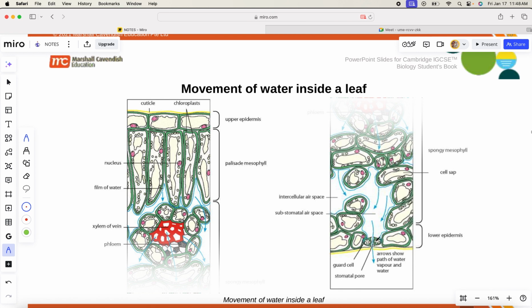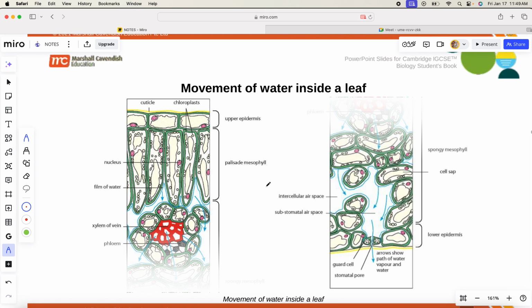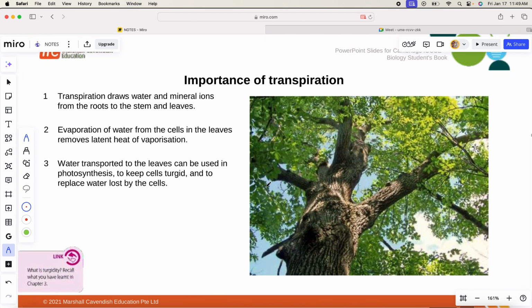The guard cells will open for the water vapor to diffuse out, and that process whereby you lose water is called transpiration, and you lose hot water. Okay, this is a picture of a plant, the importance of transpiration.